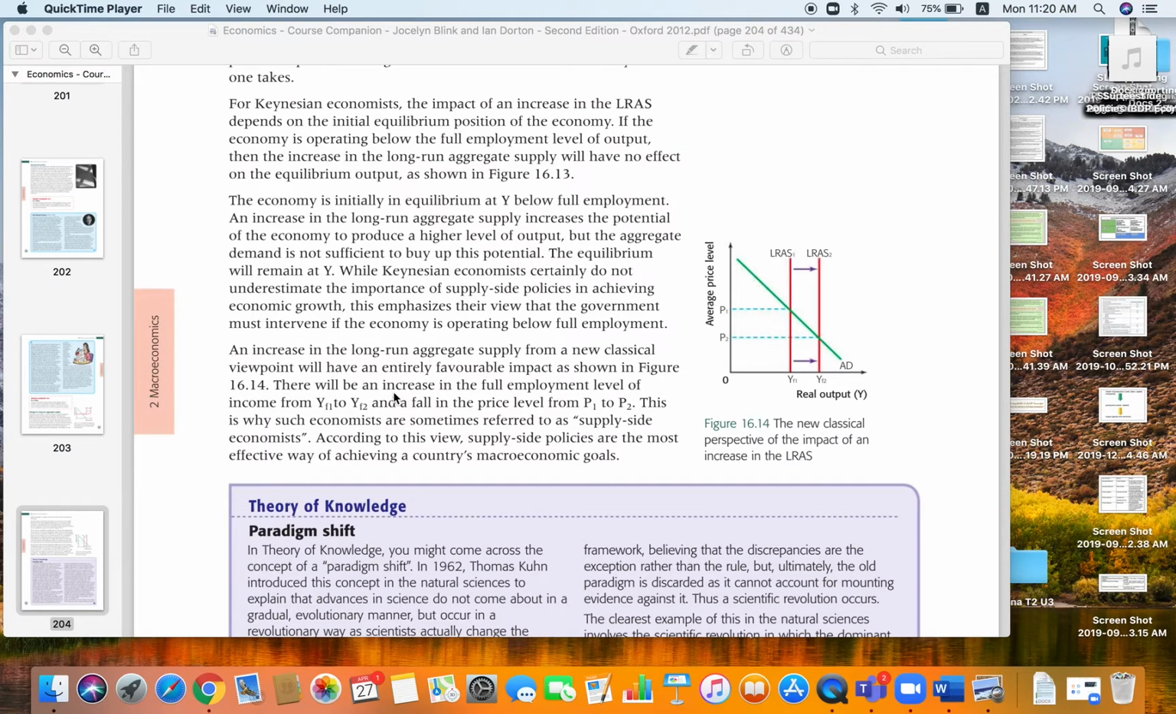So an increase in the long aggregate supply from a new classical viewpoint will have a very favorable impact, as you can see in the picture. So unlike the Keynesian model, when there's a shift, look what happens. The real output is increased and the price is decreased as a result. So that's why the new classical economists are actually referred to a lot of times as supply side economists, because they believe so strongly that these supply side policies are the most effective way of managing the economy.